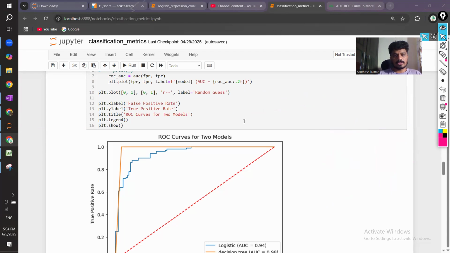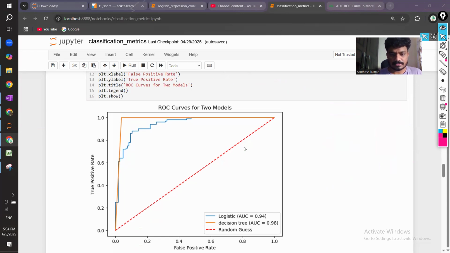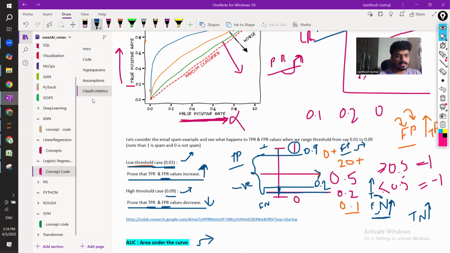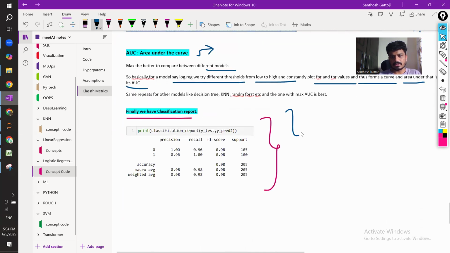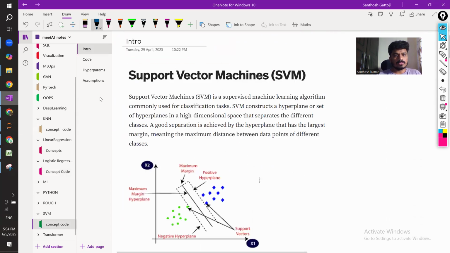Fine. I just wanted to show that point, but the main point is how to understand what ROC and AUC are, how to calculate ROC and AUC values, populate and see the graph, and take a decision. With that, I would say we are good with the classification metrics. If you have any doubts, you can let me know later. And finally, we also saw the classification report. Now let's go to the SVM model, which is our next classification model.